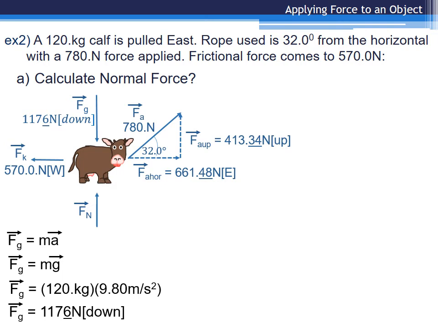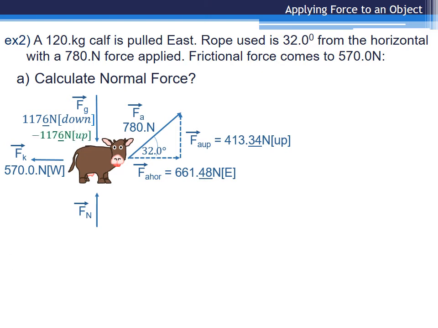Now my normal force is pushing up, my force applied is pushing up, my force of gravity is pushing down, so I'm going to switch them all so that they are the same. So right now I will just switch the force of gravity to 1,176 newtons up in the negative direction. Now I want to find the normal force. I know the cow is not going up, the cow is not going down. So that means that Fn plus Fg plus F up must all equal 0.